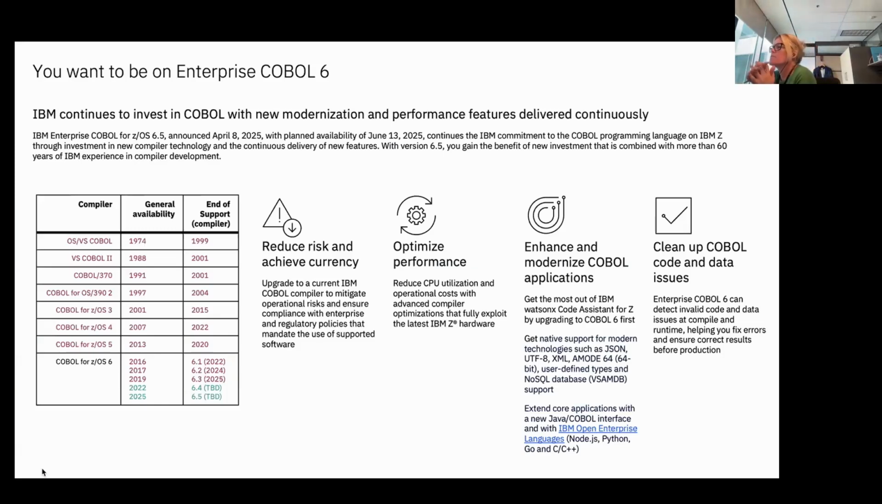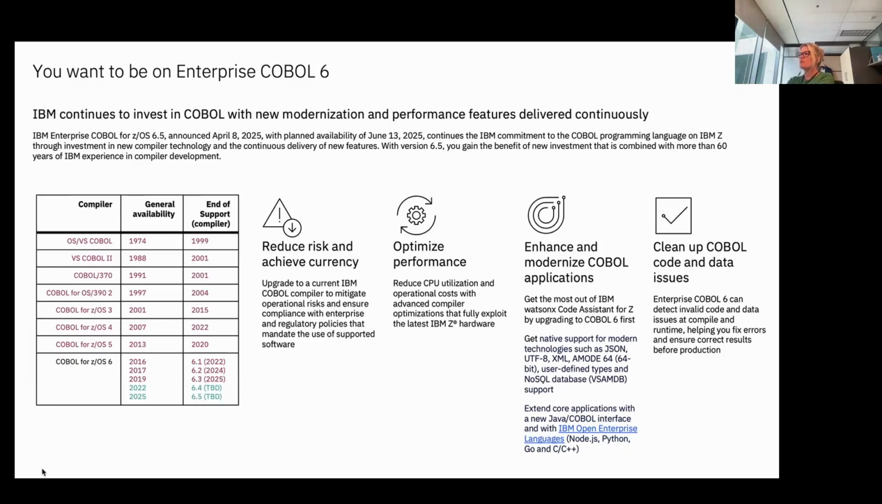So COBOL Upgrade Advisor for zOS is a brand new product that was announced on April 8th, and it will become generally available on May 9th of this year. The product is designed to help our clients move from Enterprise COBOL 4 and earlier versions to the latest COBOL version 6. COBOL 6.5 is the newest version of Enterprise COBOL. It was also announced on April 8th, and it will become generally available on June 13th.